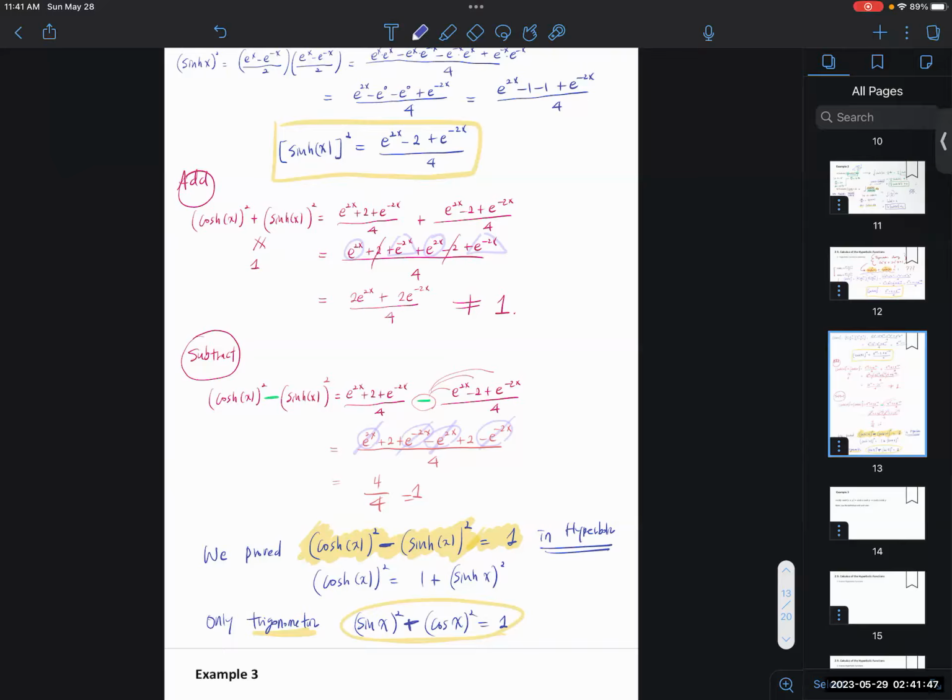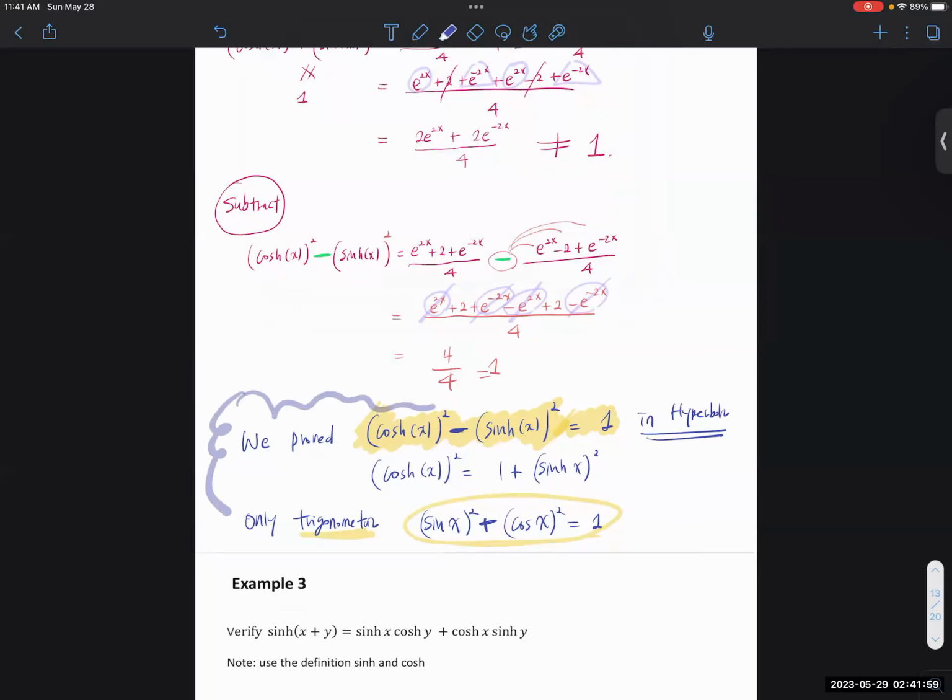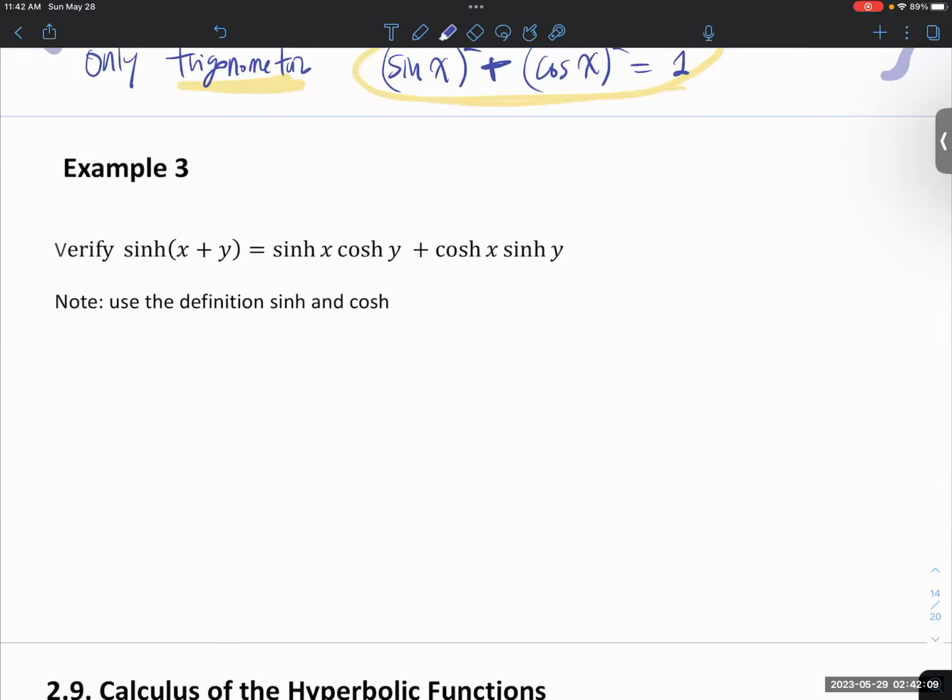So I'm going to do a couple more identities. So let me go down slowly. This is the important proof we just got. I'm going to highlight it, okay? So based on this concept, you could do so many things. I'm going to go down to the next identity. Can you verify sinh of x plus y is the same as sinh x times cosh y plus cosh x sinh y? I want to prove it, right?